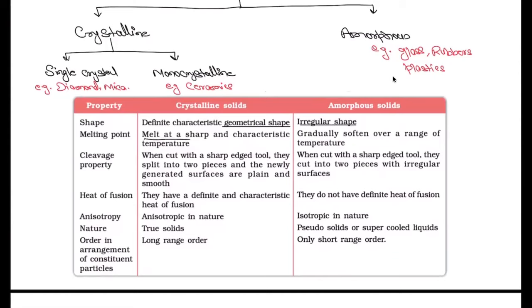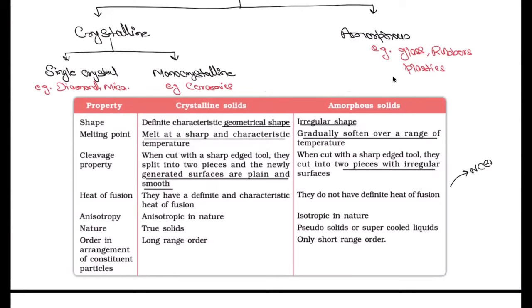Again, crystalline solids melt at a sharp and characteristic temperature, while amorphous solids gradually soften over a range of temperature. You can see this when you burn plastic. Cleavage property: newly generated surfaces are plain and smooth. Again, it will cut into two pieces with a regular surface. See, this is taken from the NCERT itself, right?